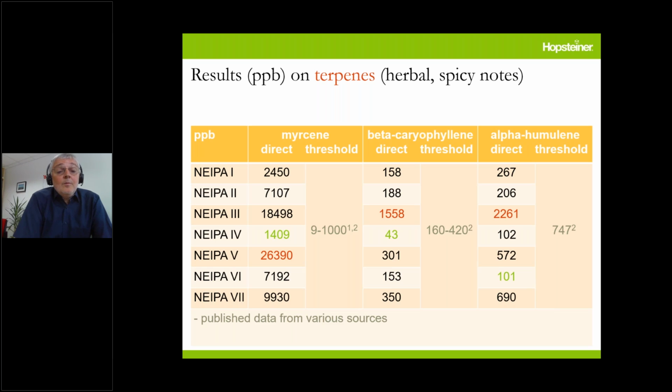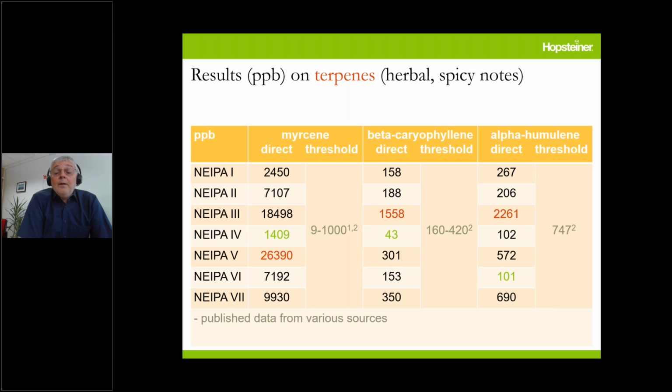In each case, even in New England IPA number 4 with 1,409 ppb, microgram per liter, we are above the highest threshold given in literature, which is 1,000, and in all the other samples you are considerably above the threshold. So myrcene is definitely a contributor to the aroma in New England IPA.